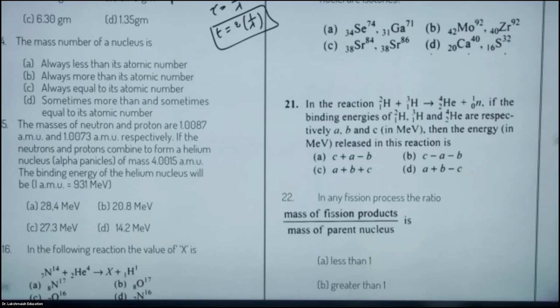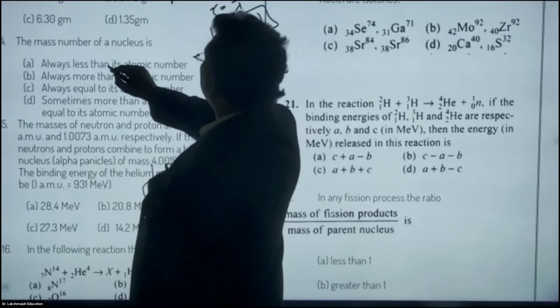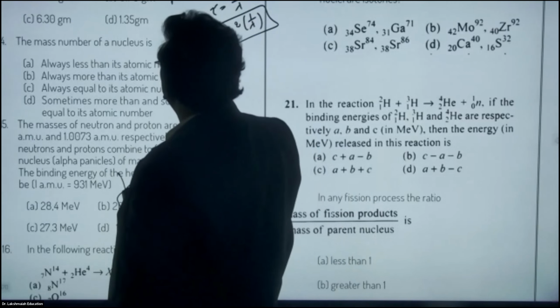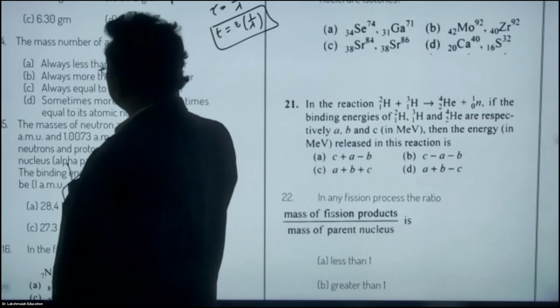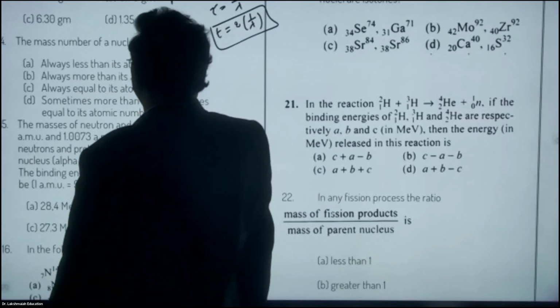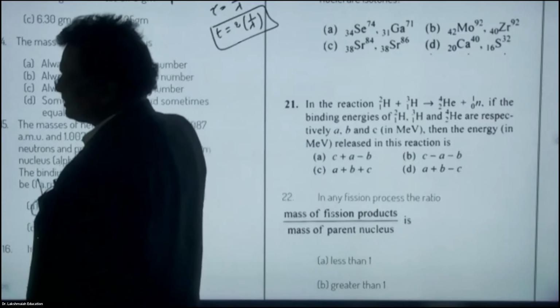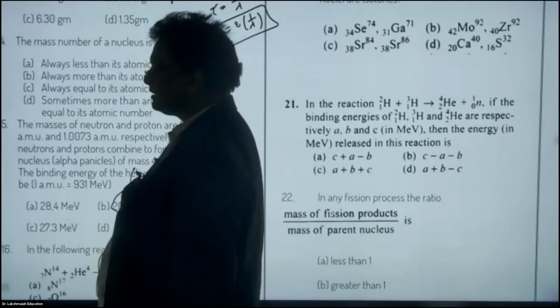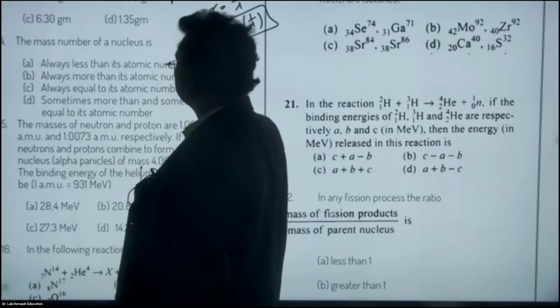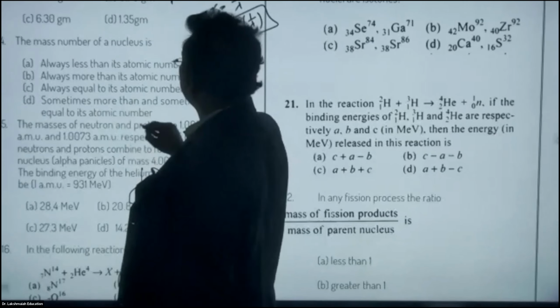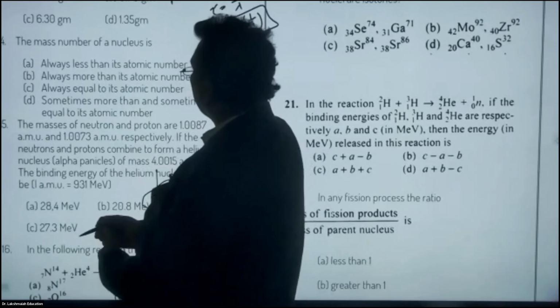Okay. Now, this is the mass number of nucleus is. What is the mass number of nucleus? Sometimes more than and sometimes equal to its atomic number. So which option is correct for that? Hydrogen's mass number is equal to its atomic number. So the mass number is sometimes more than and sometimes equal to its atomic number. That is the option.